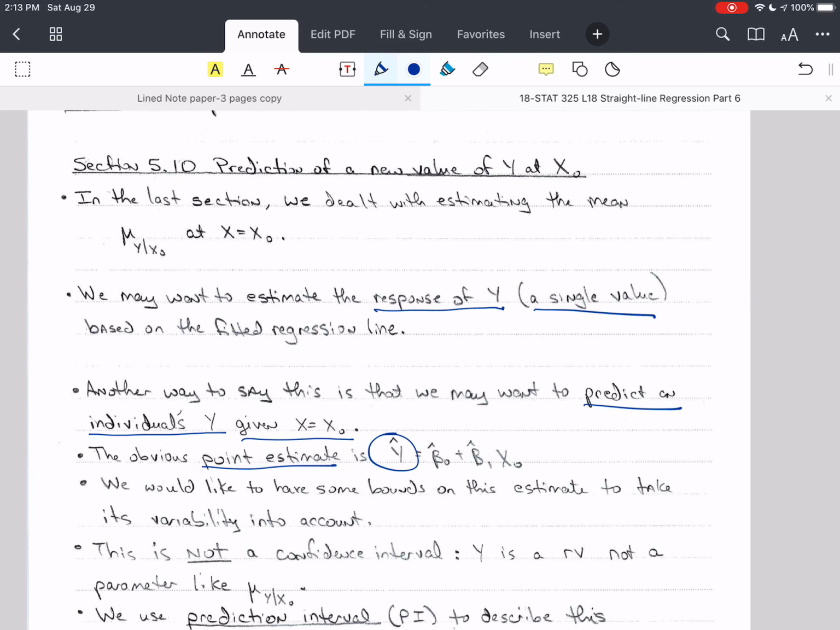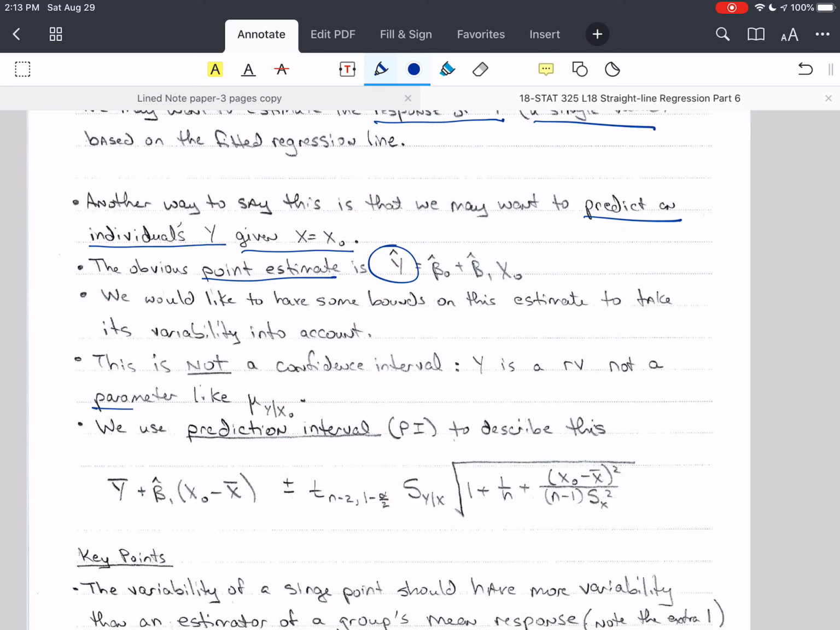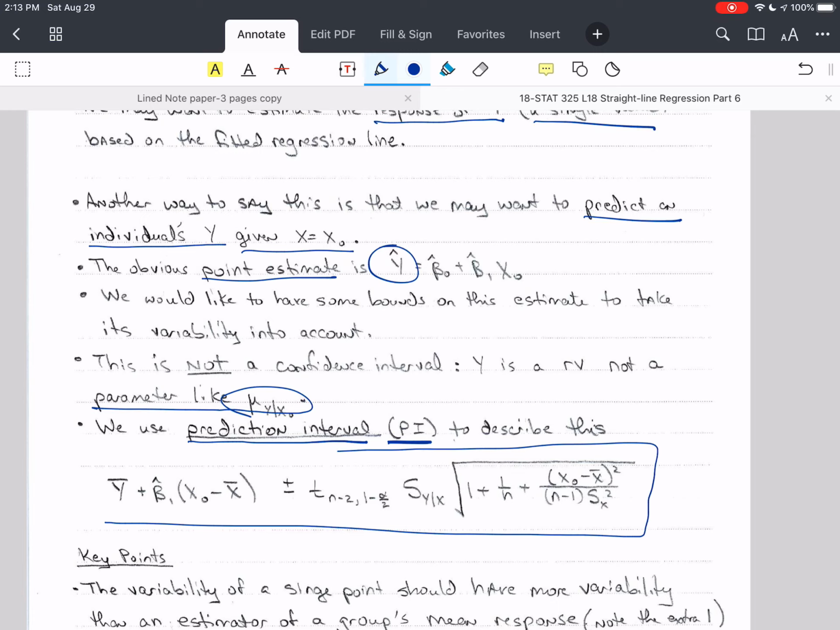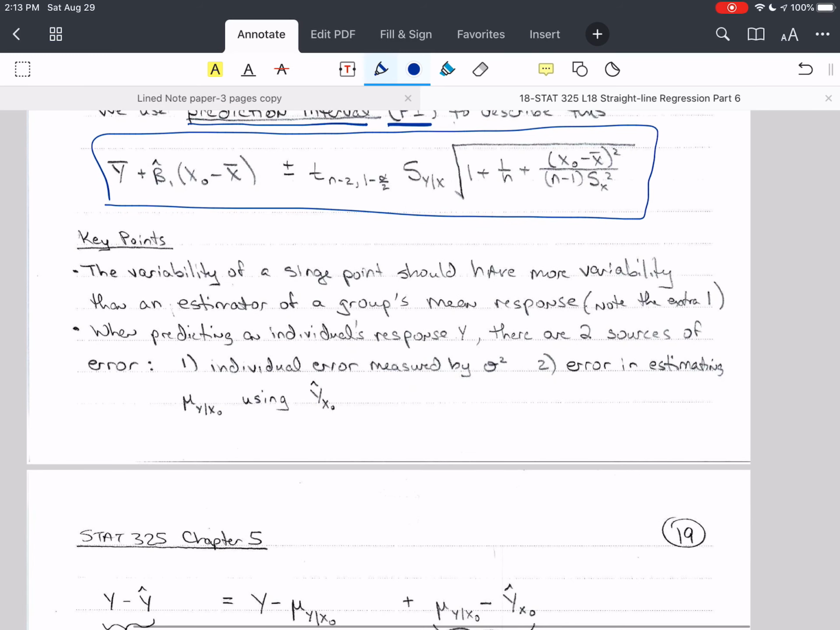This is not a confidence interval. Y is a random variable. It's not a parameter like mu. Mu is a parameter based on many points. Y is an individual value. This is not a confidence interval. We're going to call it a prediction interval, PI. Okay? And here is the prediction interval written out in long form. So you now have the formula. I don't believe the book explicitly gives that to you, except maybe in a table somewhere. The key points are the variability of a single point should be larger than the variability of a group's mean response. And again, note the extra 1, which adds a whole term to it.